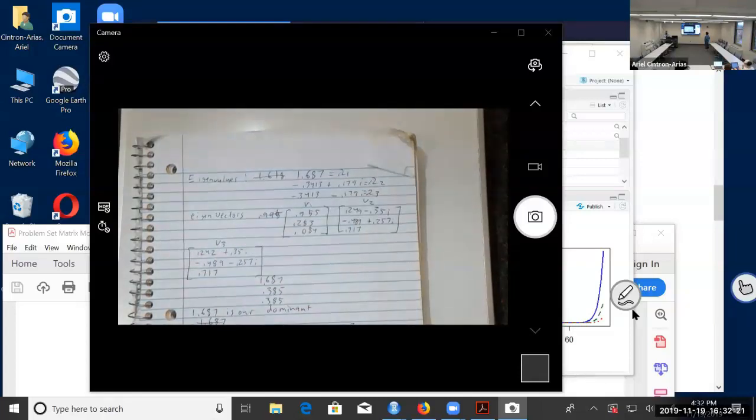So the next part it asked about was which is the dominant eigenvalue. So these two are both the absolute value of V2 and V3.